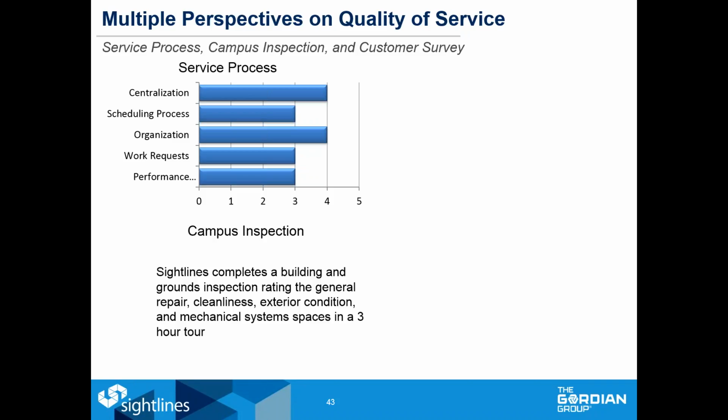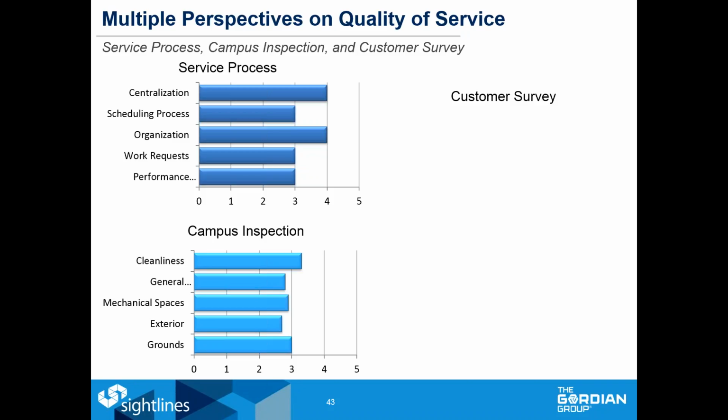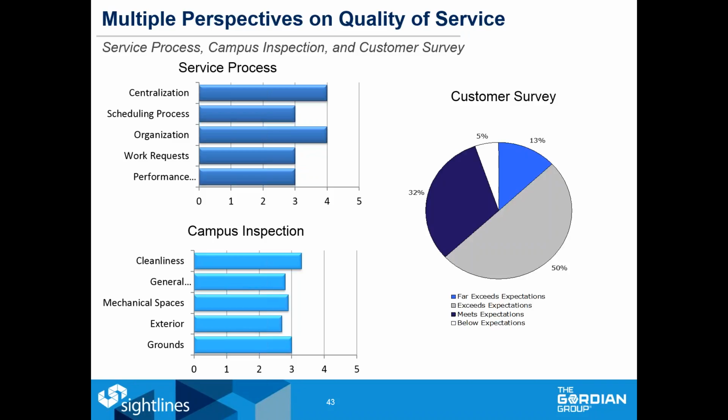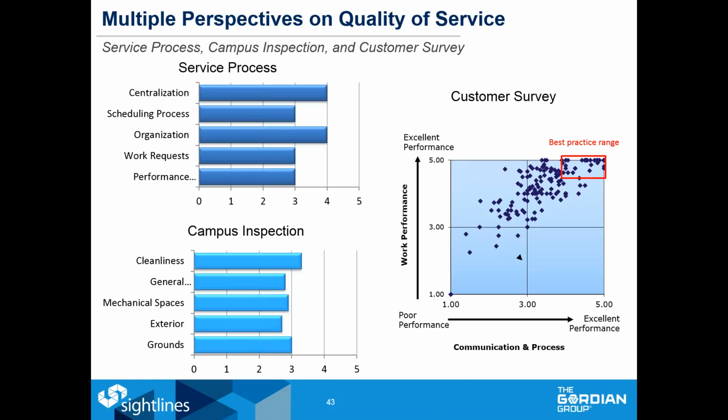The inspection score is a cursory inspection. We're really looking at the curb appeal, general repair, cleanliness, exterior condition, and mechanical spaces. We typically like to walk between 10 and 20% of the space on your campus in roughly a 3-hour tour. And then the customer survey. We're looking at, are the expectations of the customer at that institution met? We're graphing that to help you pinpoint ways that you can better improve the perception of the department throughout the institution.